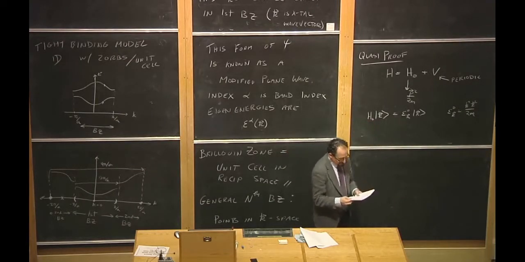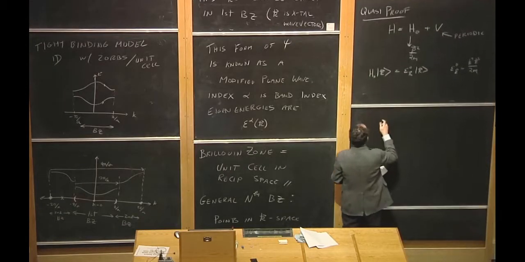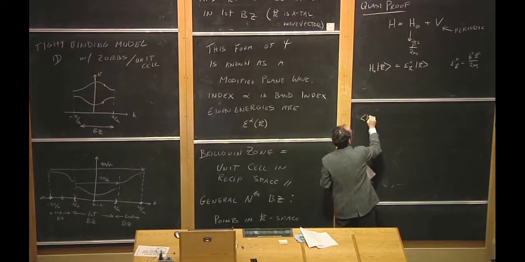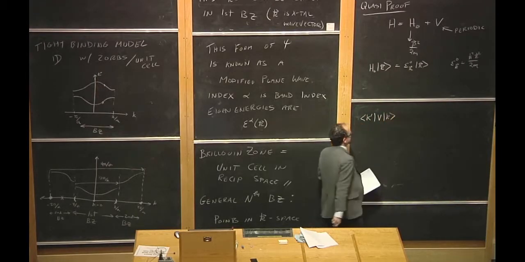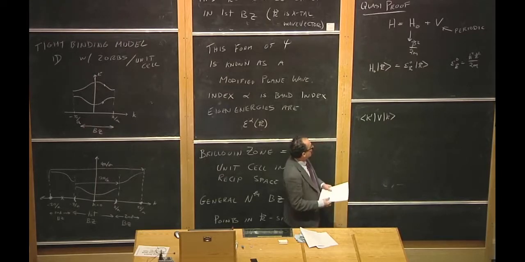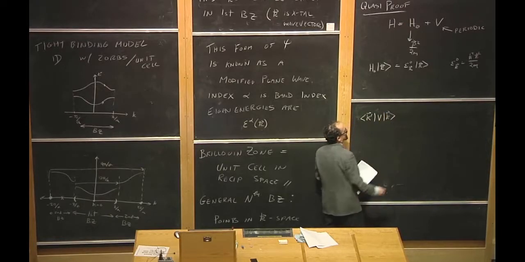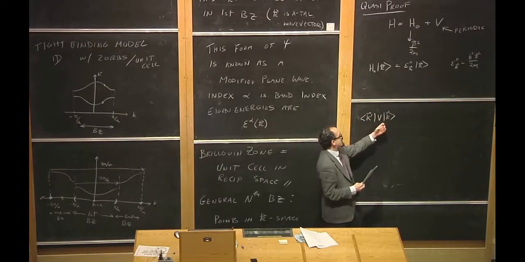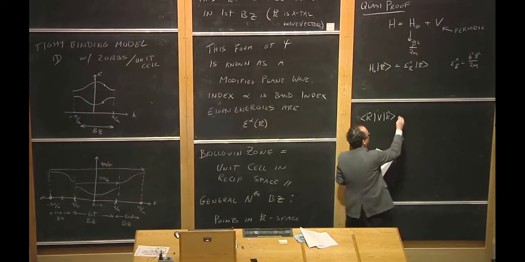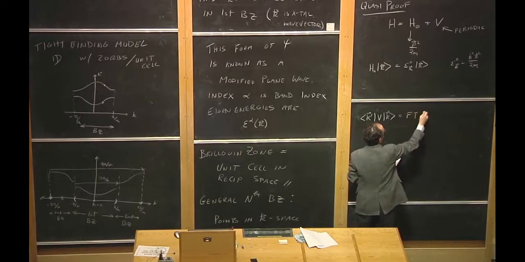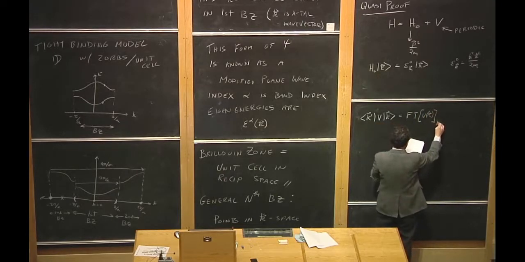Then we have to add the periodic potential. Now, what can the periodic potential do? The periodic potential can scatter you from some k to some k prime via a matrix element of this form. We know a lot about matrix elements of this form from what we learned in scattering theory. This matrix element from a plane wave k to a plane wave k prime via a periodic potential V is the Fourier transform of V of r, evaluated at k minus k prime.